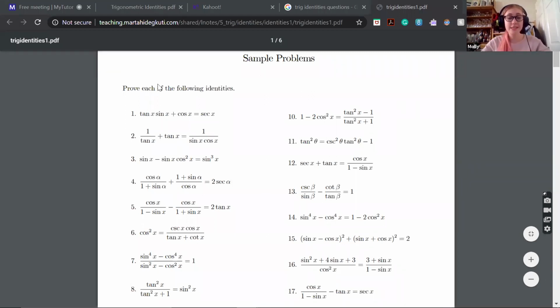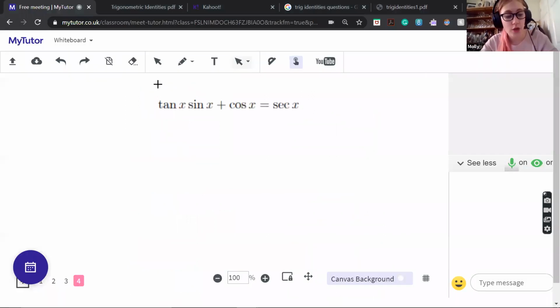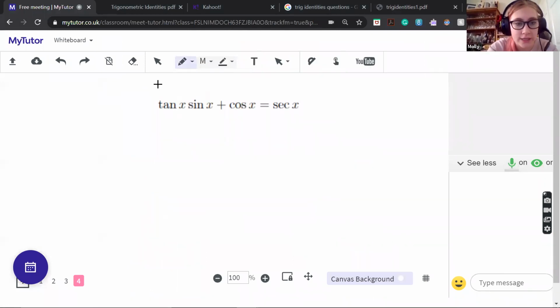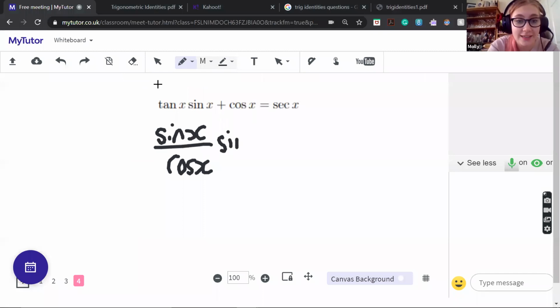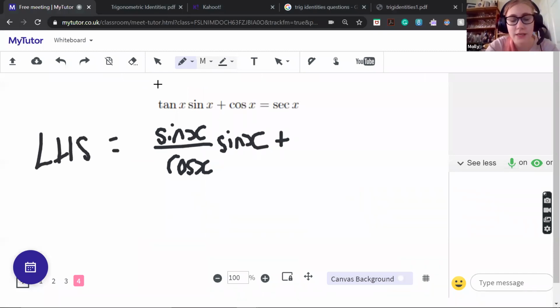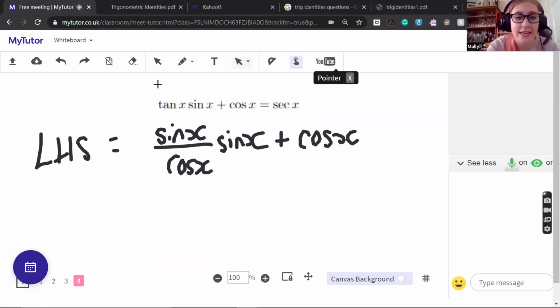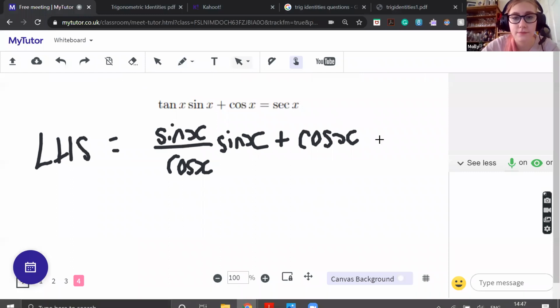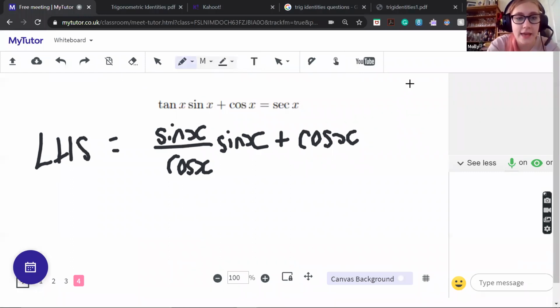So the reason that I turned tan into sine over cos was because I could tell that I don't want a tan involved at all in this. So we're going to say sine x over cos x times sine x, plus cos x. I forgot to write the left-hand side equals, but imagine that I did that. So all I've done is rewritten tan x as sine x over cos x.